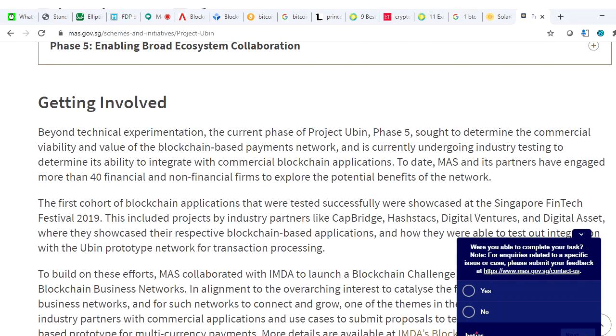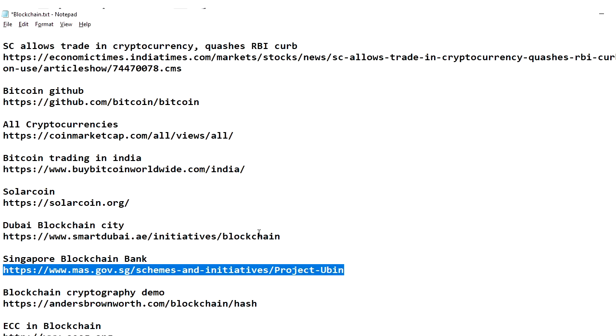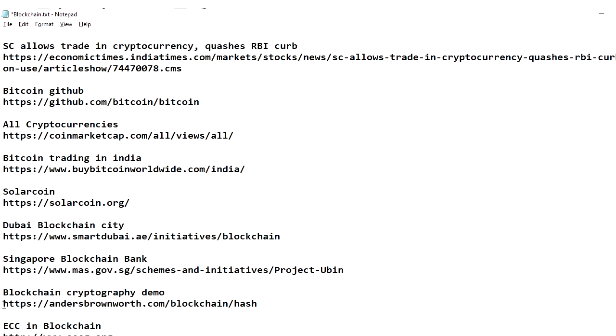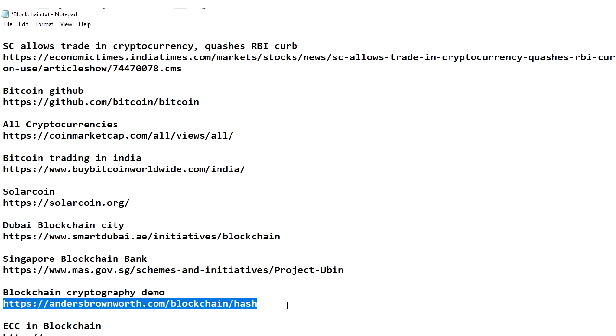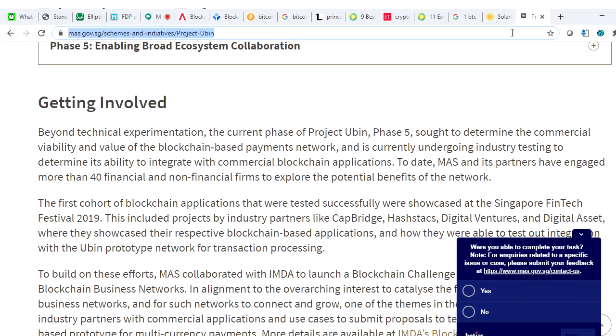So like this, it is not only Bitcoin as a cryptocurrency, but there are so many applications. They developed their own cryptocurrencies, and they started using those cryptocurrencies. And you may also visit this site.